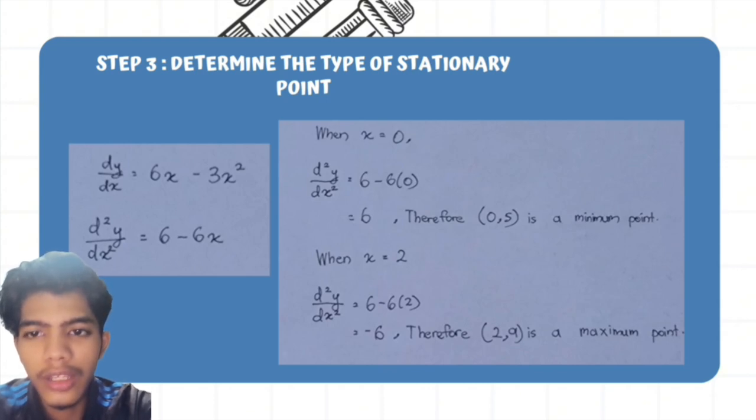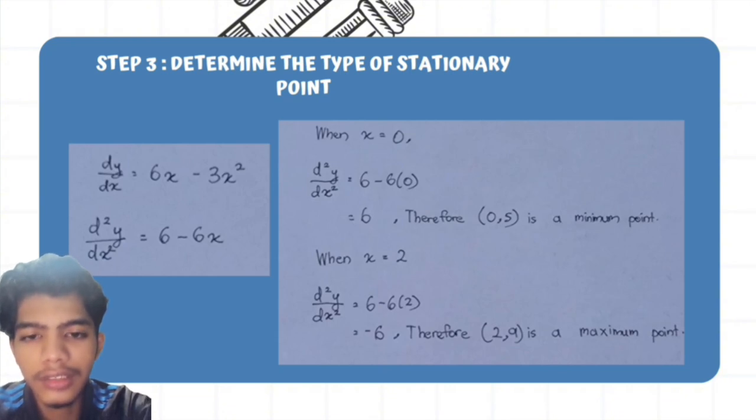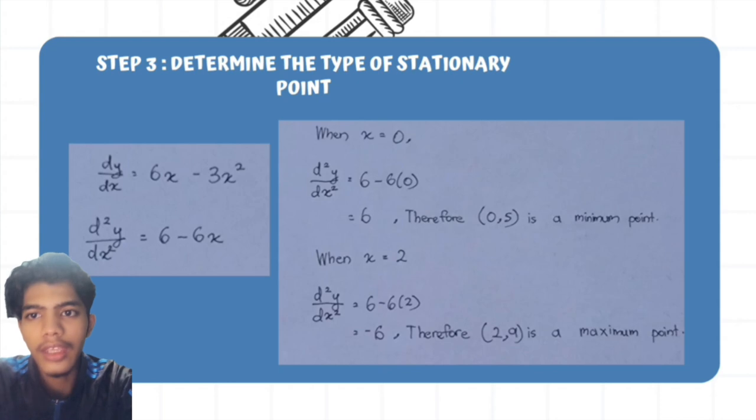Now we write again dy over dx equals 6x minus 3x power 2, and we use the second order derivative, and we will get 6 minus 6x. After that, we substitute x in 6 minus 6x. When x equals 0, we get 6. Therefore, the stationary point of (0, 5) is a minimum point. Then when x equals 2, we get negative 6. Therefore, the stationary point of (2, 9) is a maximum point.